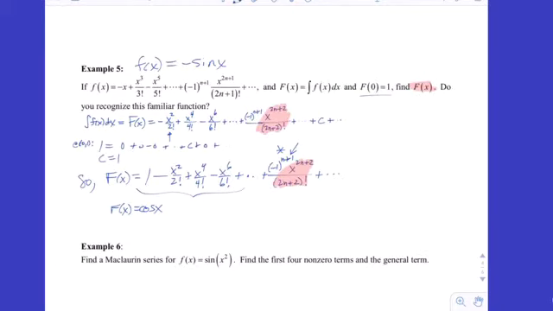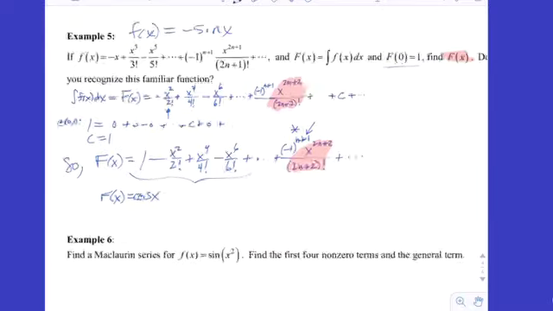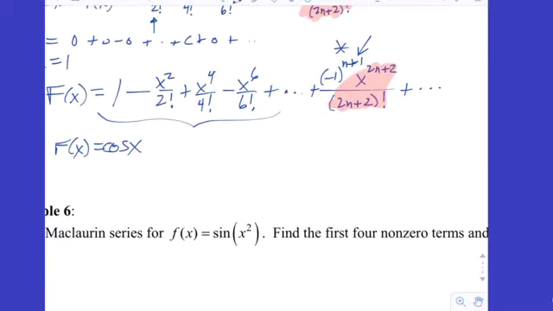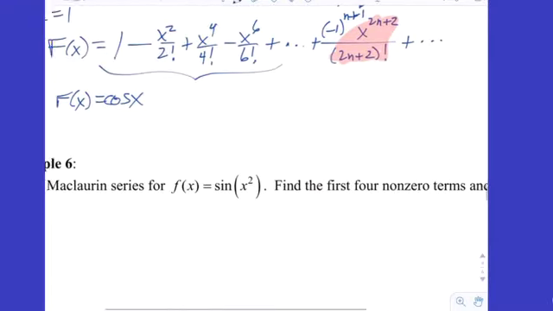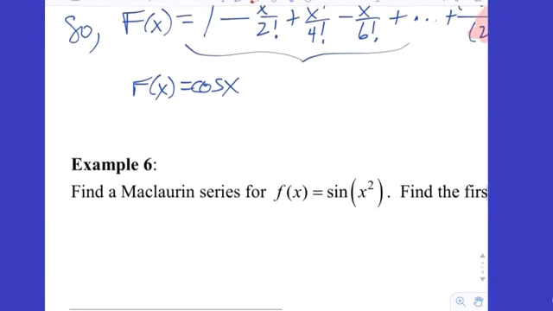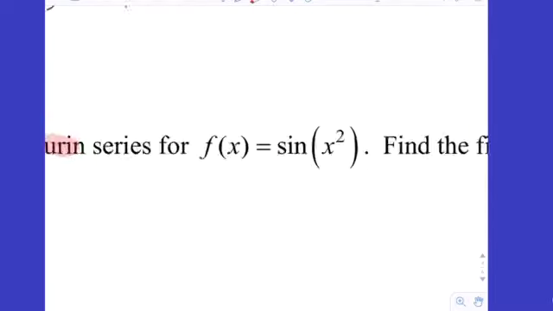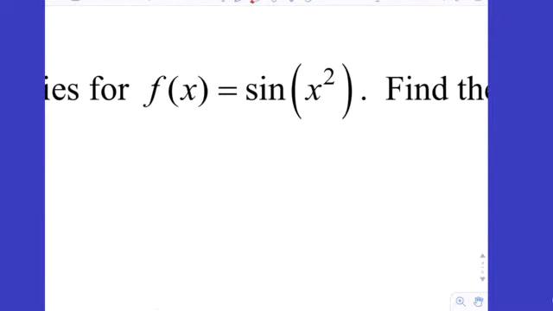All right. Any questions or comments on that? Okay. Example 6. Find a Maclaurin series for sine of x squared. Find the first 4 non-zero terms in the general term. Well, because it's a Maclaurin series that's centered at 0, we don't have to reinvent the wheel here with Taylor's form, getting our coefficients for the numerators. We can just modify what we've memorized.